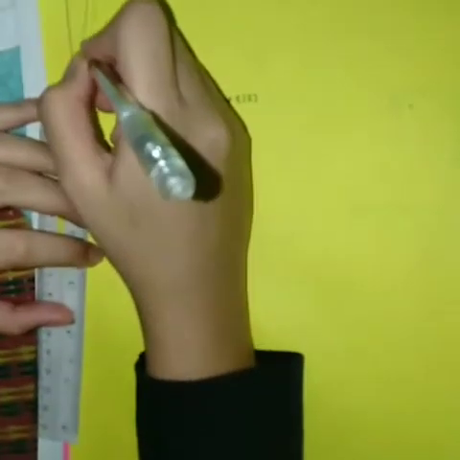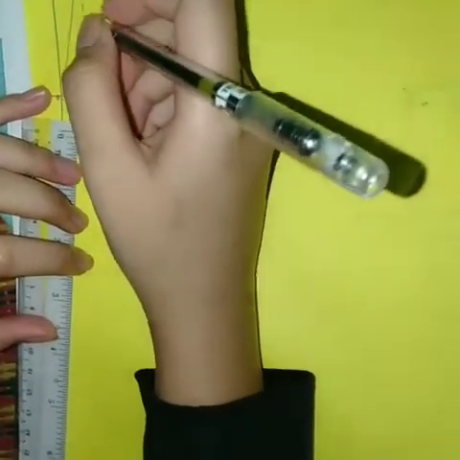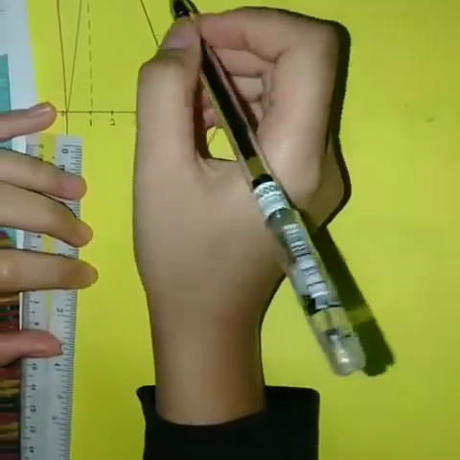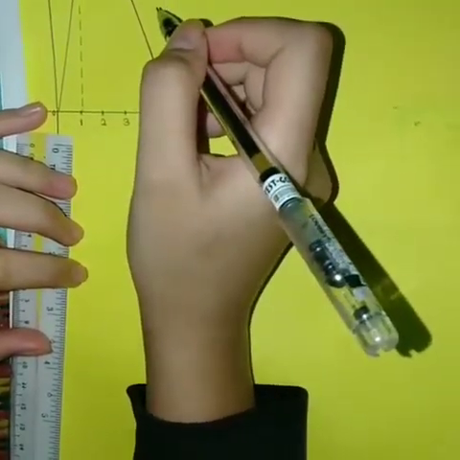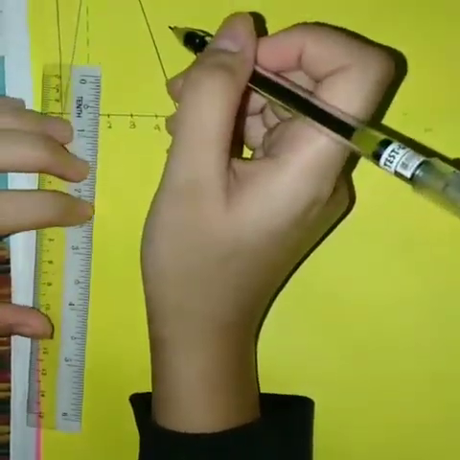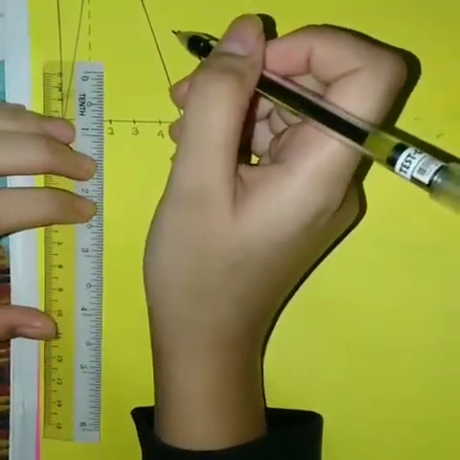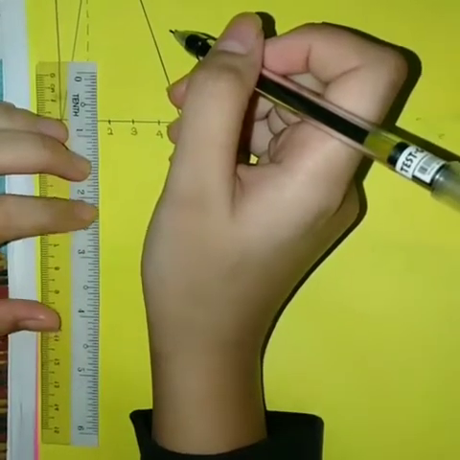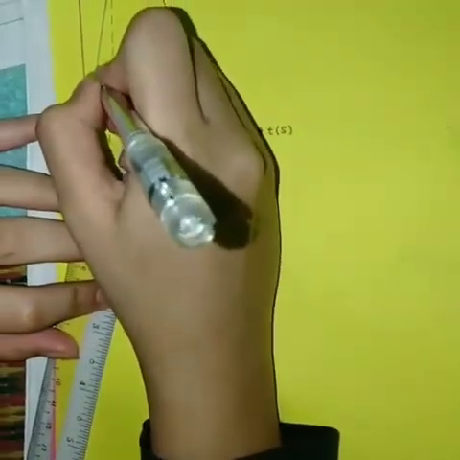Okay, for the next question, we need to find the velocity at 7 seconds. Okay. For the first step, we need to find the area under the graph. Okay, this is A.